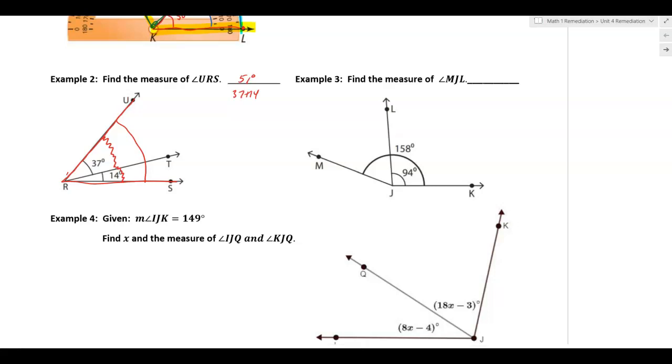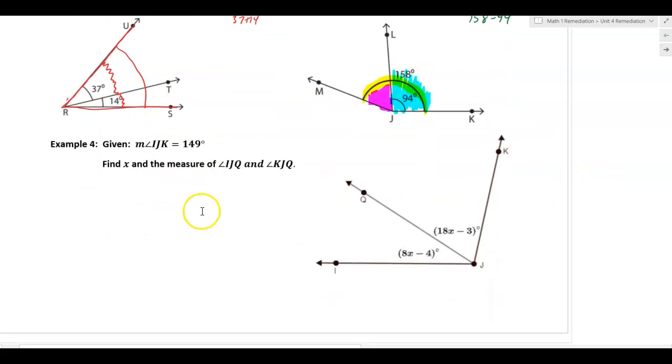Now notice here, the next one, they tell you this big angle is 150 degrees. Now, this angle is 94 degrees. If I see these angles overlapping, from the big yellow angle I'm going to subtract this angle. And what angle do I have left? I have this angle left. So to find the measure of angle MJL, I'm going to do 158 minus 94, and that will give me 64 degrees.